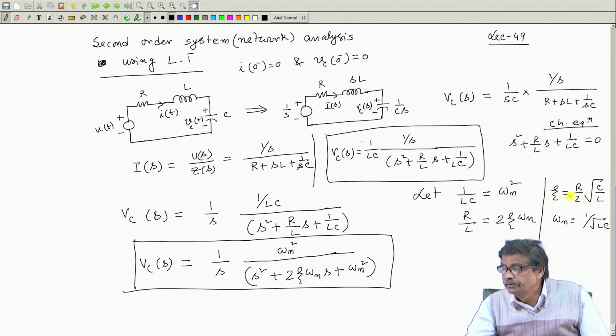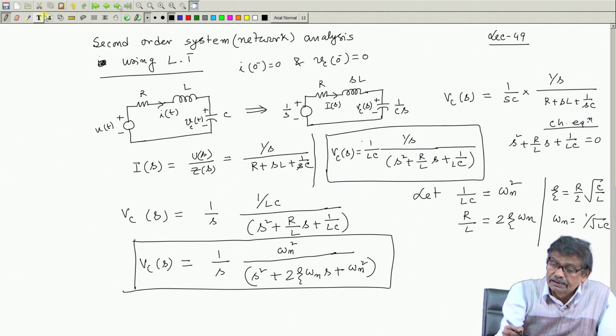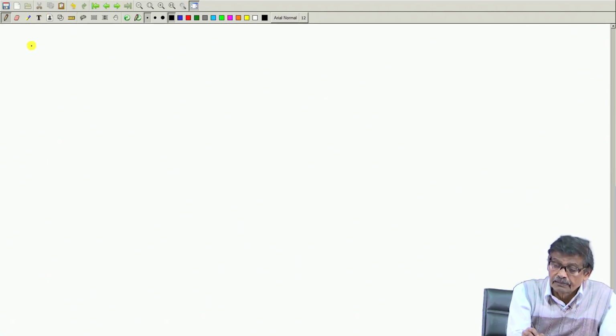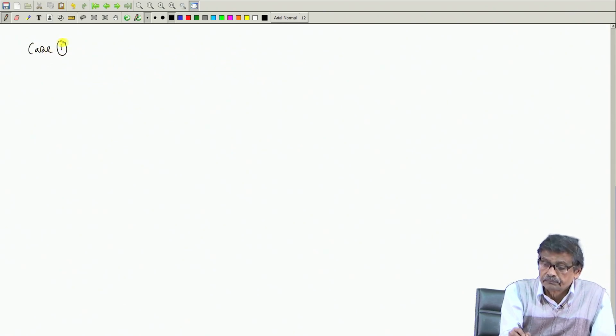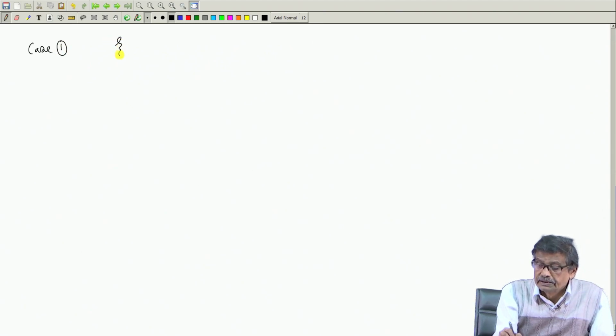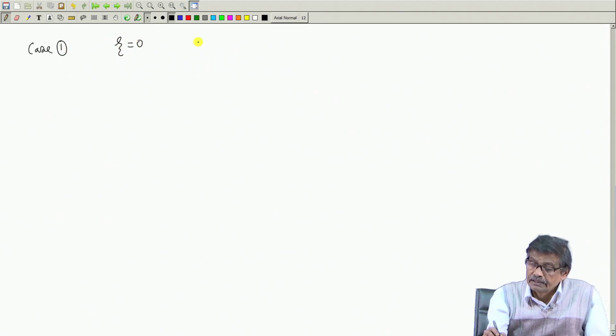When will zeta become 0? When R equal to 0. Now, one may say if C is 0, then also zeta will be 0, but then it will not be a second order system, got the point. So, we will take one at a time. So, first case is case 1, zeta is equal to 0, that is, R, the resistance of the circuit, is 0.